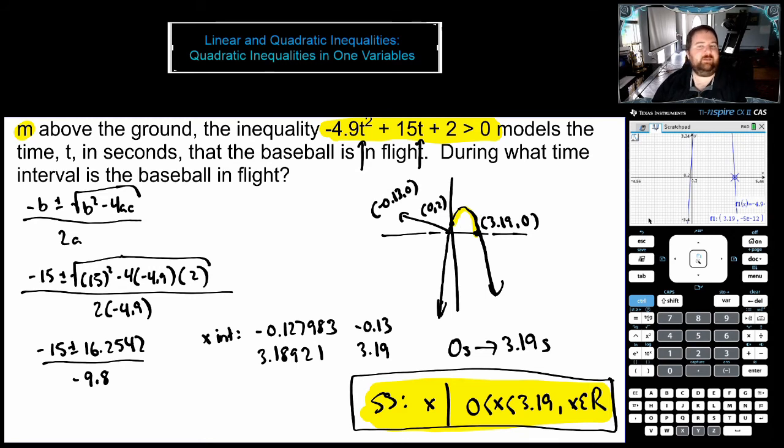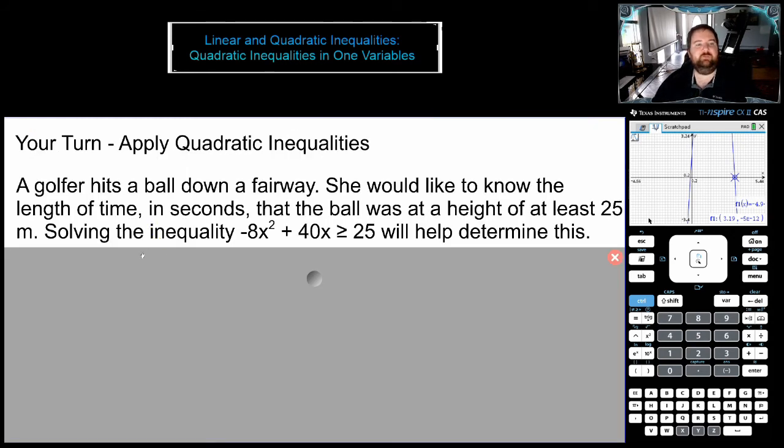All right. So there's that. Now it's going to be your turn. So your question says, a golfer hits a ball down a fairway. She would like to know the length of time in seconds that the ball was at a height of at least 25 meters. Ooh, that's a bit more challenging. Solving the inequality of that will help determine this. So go ahead and try this out. When you think you have the solution, come on back.